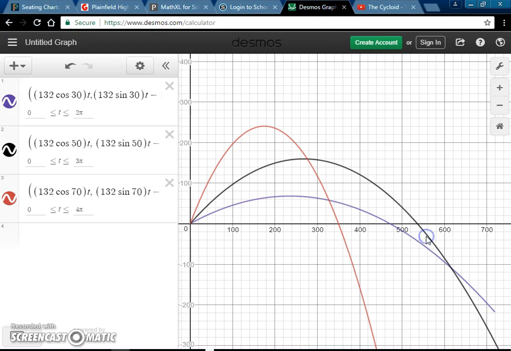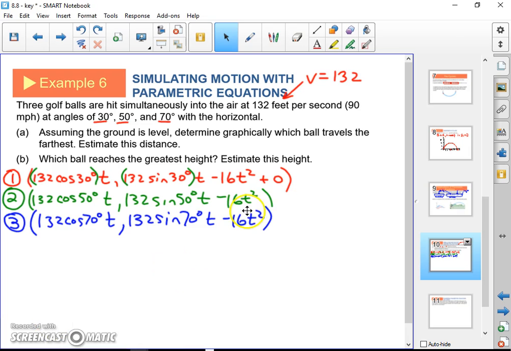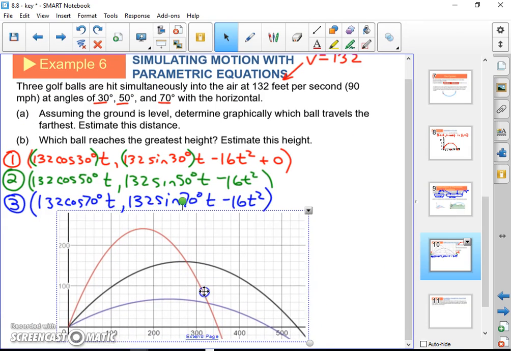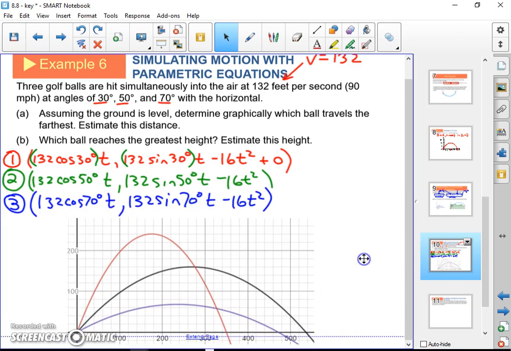And that's all we really need, I guess. We would have a graph that looks like this. Okay? So we'd have a graph that looks like this, but we haven't answered our question. Question A says, determine graphically which ball travels the farthest. Well, it's definitely this one. And which one was that? That was the 50-degree angle. Here was the 30-degree and the 50-degree and the 70-degree angle. This one's the highest. This one's the farthest. So we just need to estimate what those distances are.